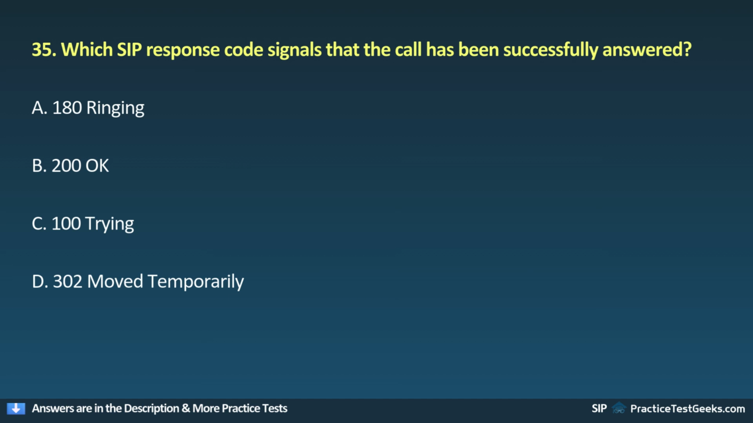35. Which SIP response code signals that the call has been successfully answered? A. 180 Ringing. B. 200 OK. C. 100 Trying. D. 302 Moved Temporarily.